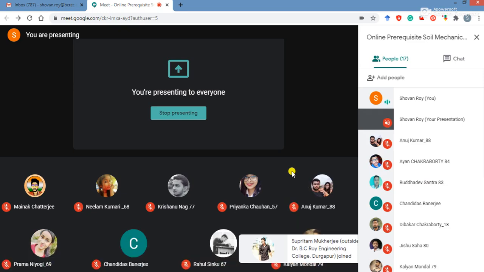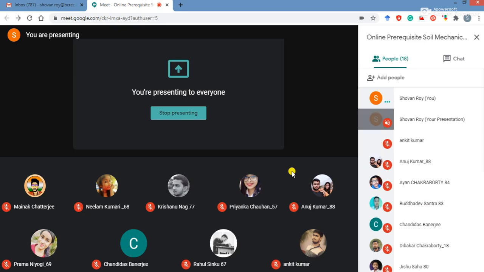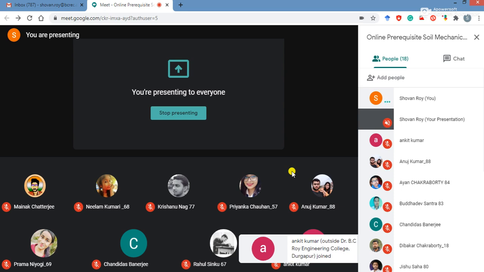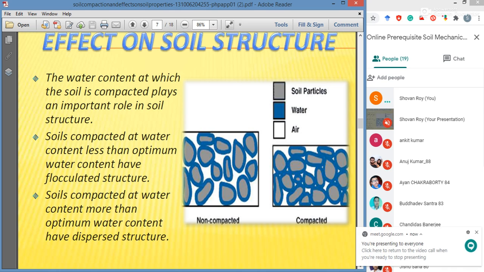The structure of compacted soil, compacted clay, is complicated. At the same compactive effort, the soil structure becomes increasingly oriented, that is, displaced with increasing water content. When compacted dry of optimum, the structure of clay is always flocculated.